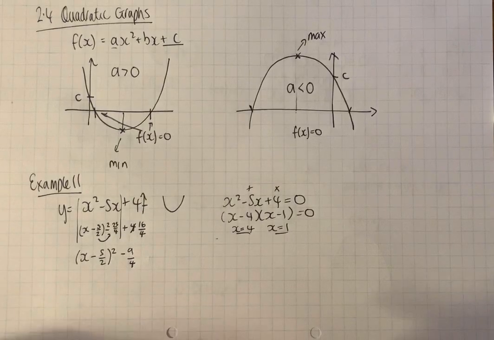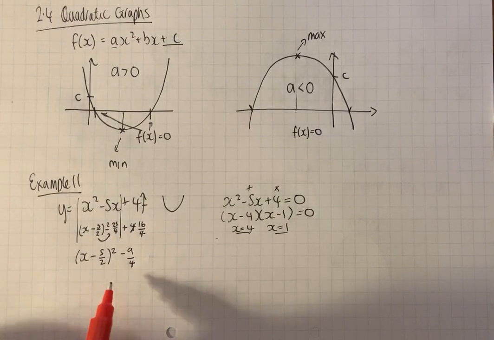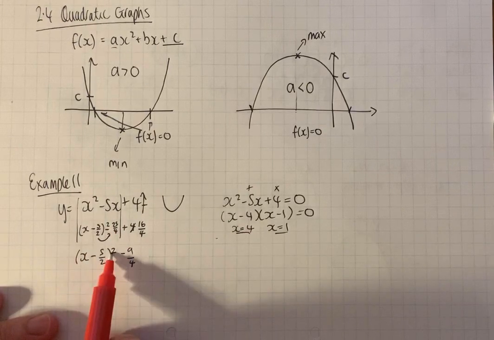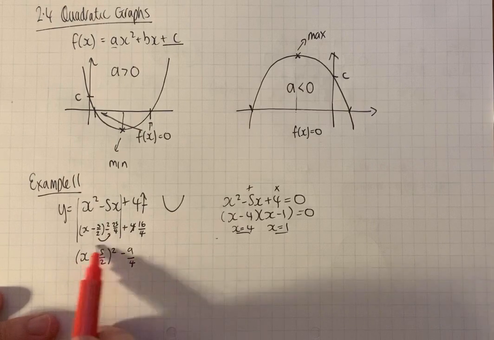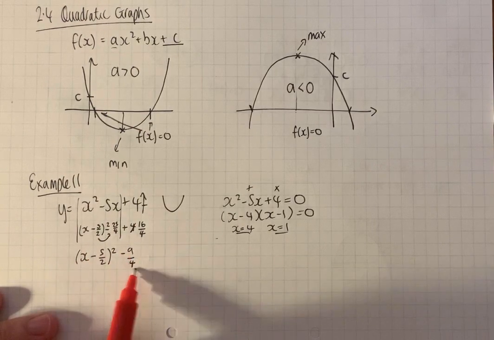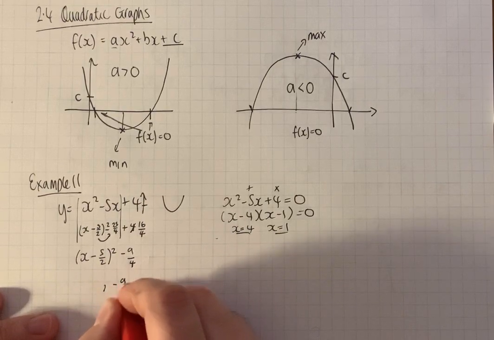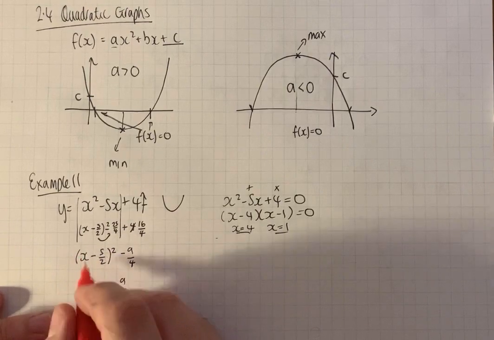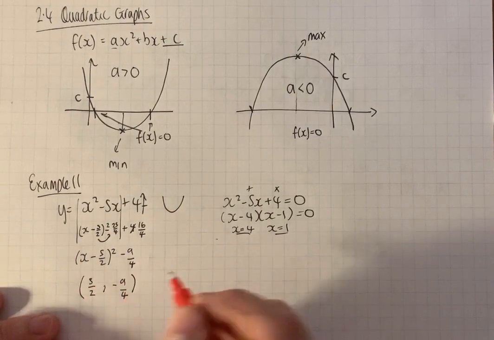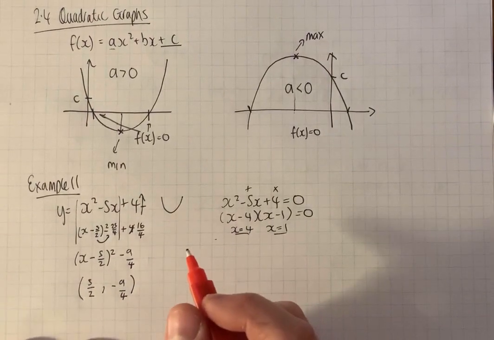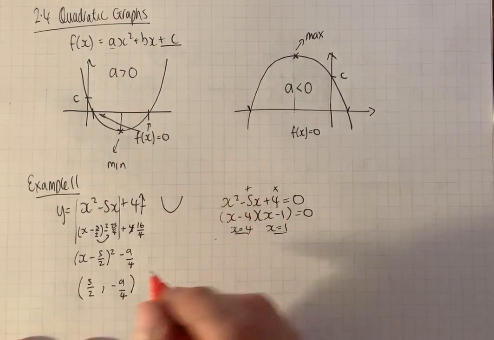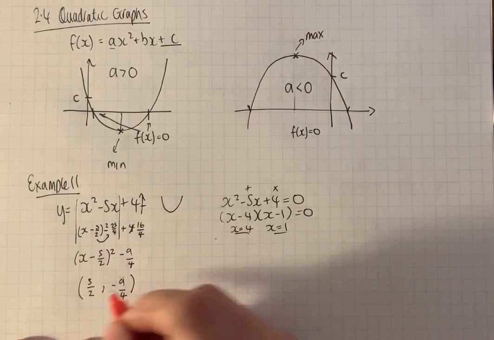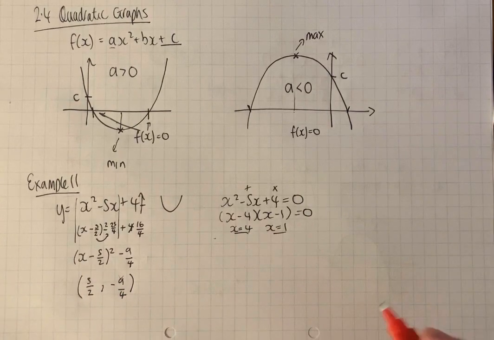So now to work out the coordinates of the minimum point, remember, this bit has to be bigger than or equal to 0 because we square it. So when this is equal to 0, the smallest this could possibly be is minus 9 over 4. When does that occur? Well, that occurs when the bracket is equal to 0, which would be when x equals 5 over 2. So those would be the coordinates of the turning point, the minimum point. So we can do that really quickly. This bit will always be the y value, and whatever makes the bracket equal to 0 will be the x value.